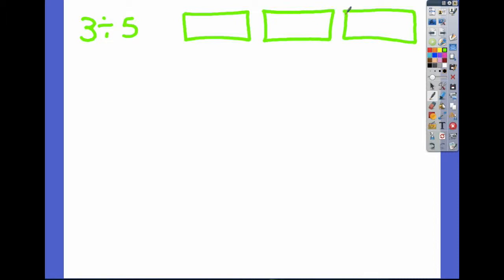So I have 3 whole boxes, and I'm going to divide them into how many parts each? 5? How do I write that as a unit now? What do I need to do? Glad we're reviewing. Samantha? How'd you know that?